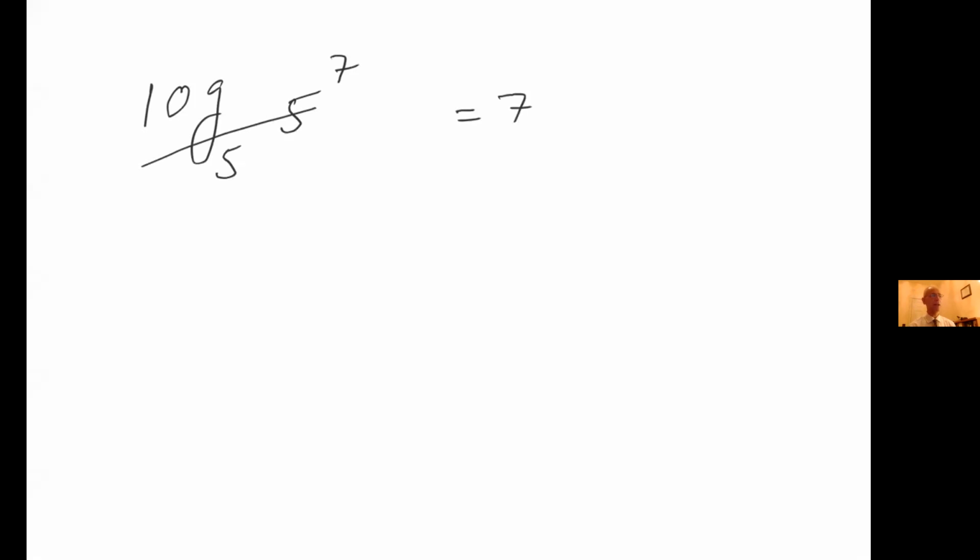How can we just cancel log base 5 with this part of the argument? Because this is log base 5 of 5 to the power of 7. How is it that we could cancel this log base 5 of 5 with this 5? Here's what's going on. Let me go to the next page.